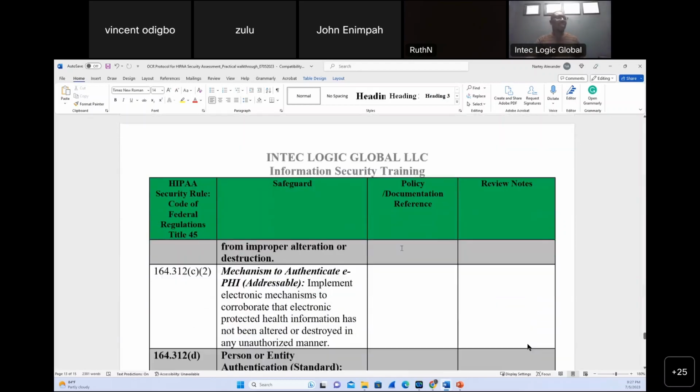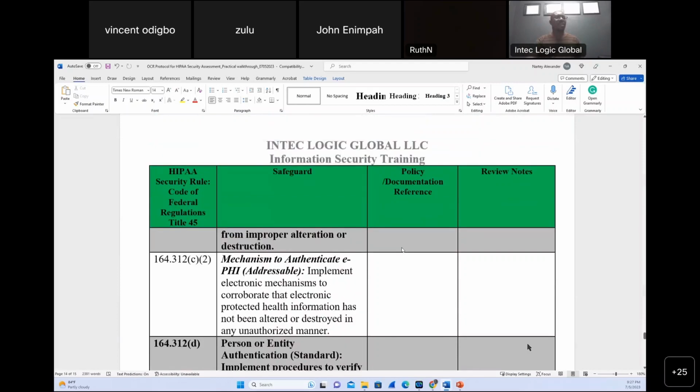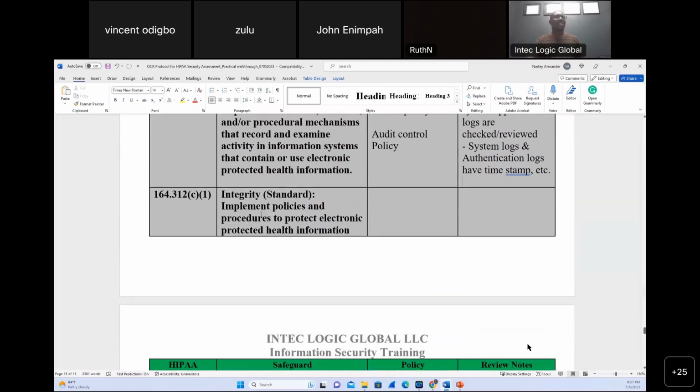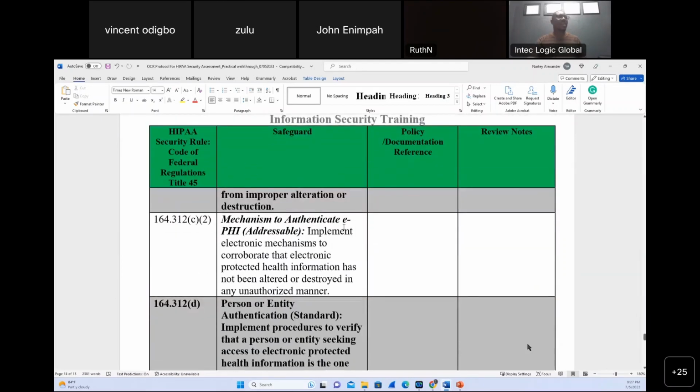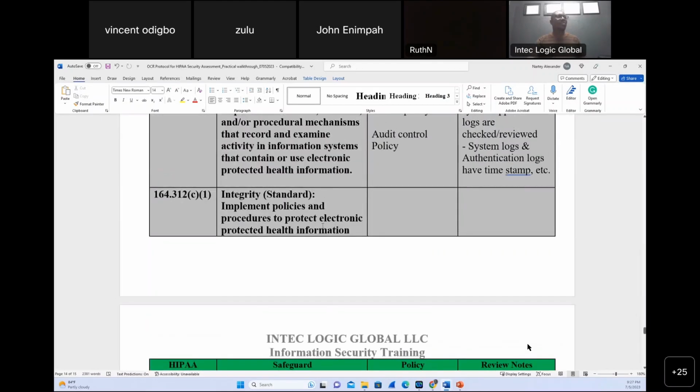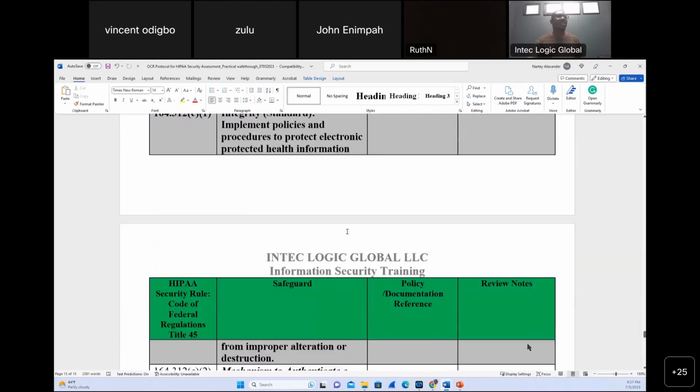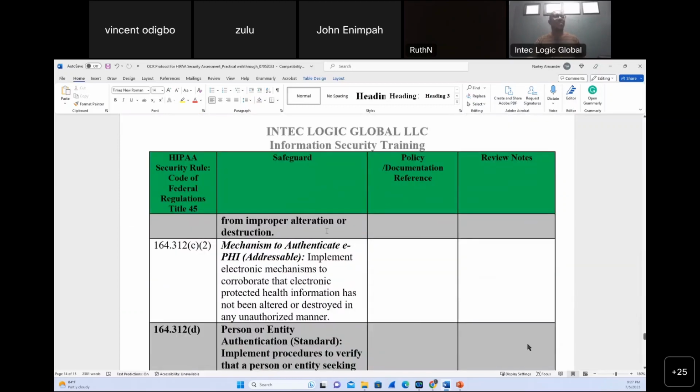Integrity, I think that should be the last but one or two. Yeah, we are almost done. Integrity standards will implement policies and procedures to protect electronic protected health information from improper alteration and destruction. So under integrity, we have only one implementation specification, that is mechanism to authenticate PHI, right?